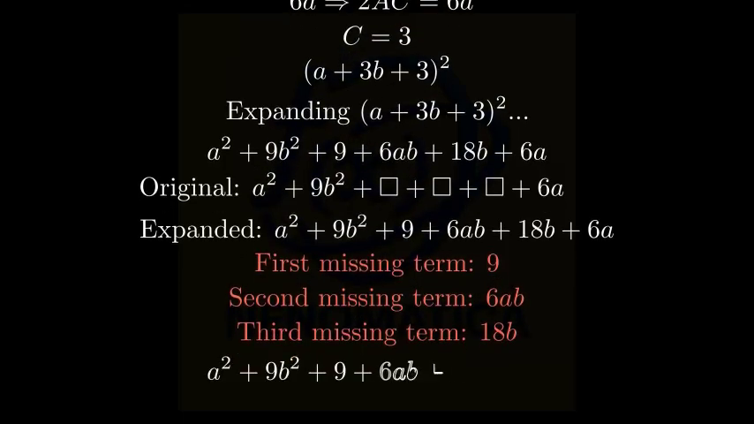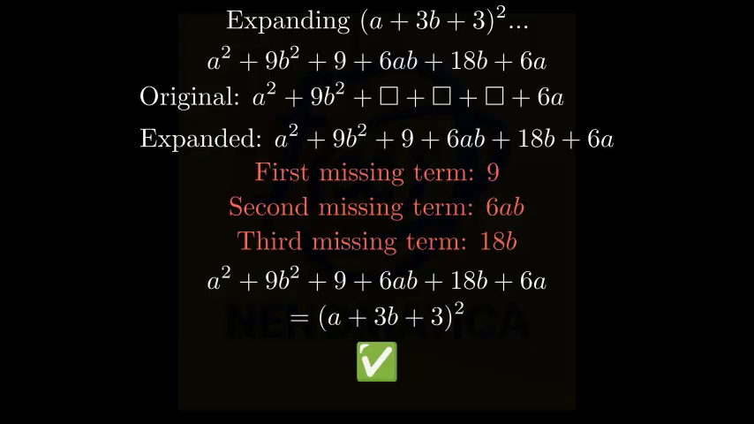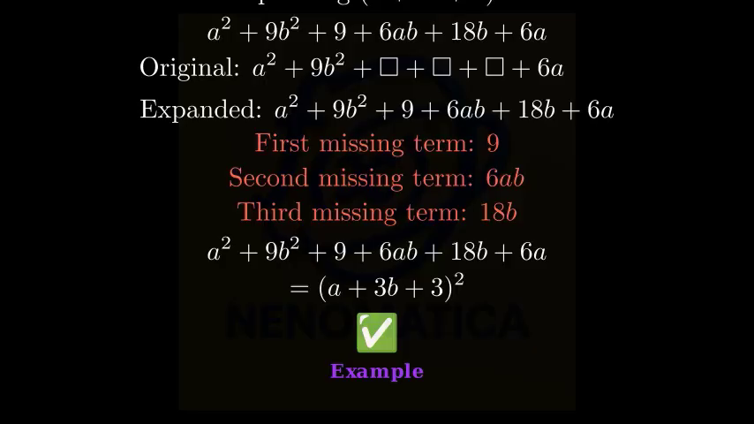If we substitute our missing terms, we get a squared plus 9b squared plus 9 plus 6ab plus 18b plus 6a. This equals (a plus 3b plus 3) squared, which confirms that our answer is correct. Now, let's move on to our second example.